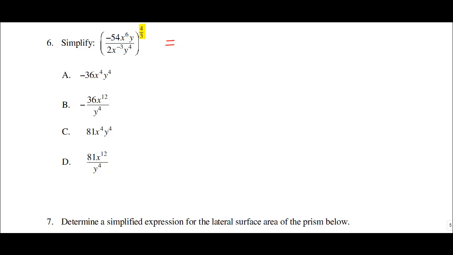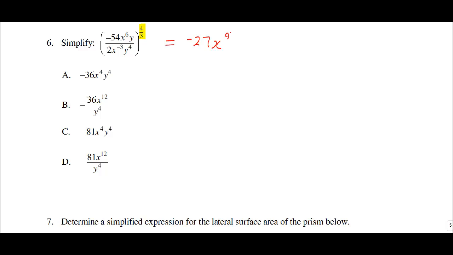To do this, I have negative 54 divided by 2 gives you negative 27. Now dealing with our x's, x to the power of 6 all divided by x to the power of negative 3. Remember, when the bases are being divided, what do we do with the exponents? We subtract them. You've got to be careful here. It's 6 minus negative 3, and 6 minus negative 3 would give us, of course, 9.